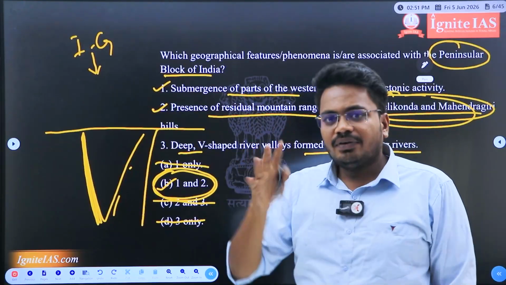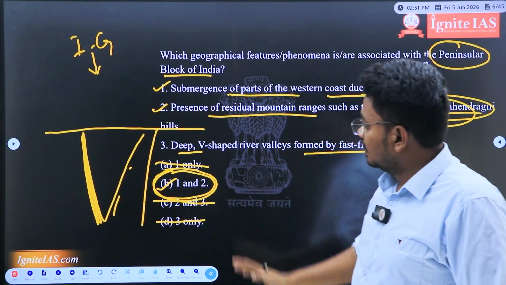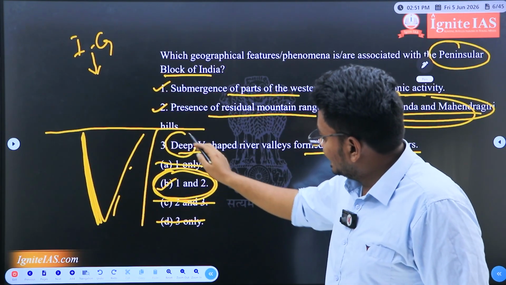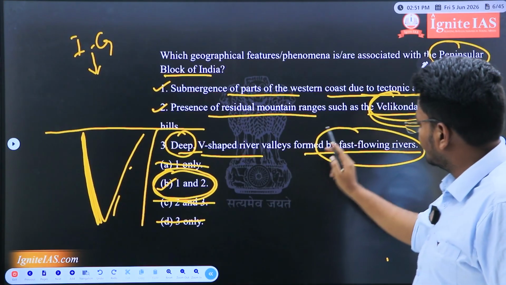Okay. Now, anyway, we came across the two statements. Let us try to understand the third statement as well. The third statement is deep V-shaped river valleys were formed by fast-flowing rivers.